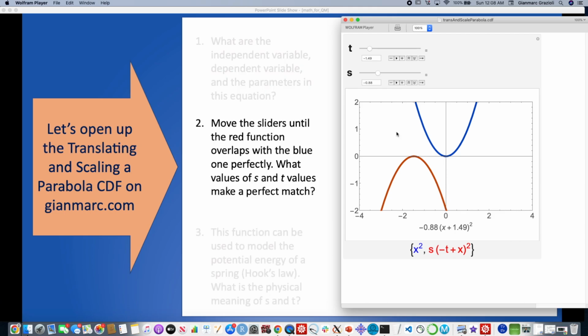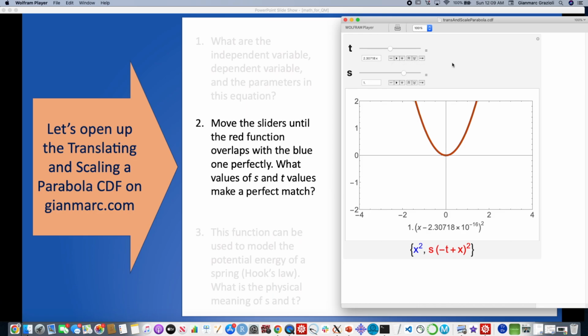All right, so the next question says, move the sliders until the red function overlaps the blue one perfectly. If we move these around, we can see that this one moves it left to right. This one changes the way this thing is sloped. So let's try and line these up perfectly. That's pretty close, a little off. Okay, so it looks like t should be 0 and s should be 1. There we go. Got it.